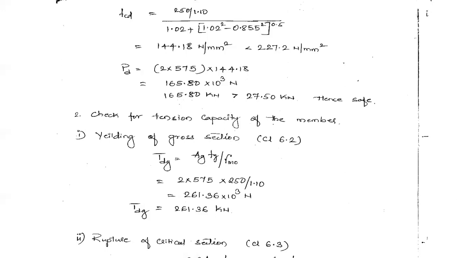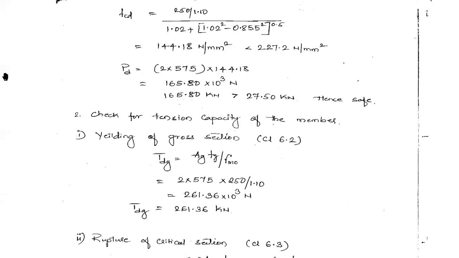Whereas the force of compression in that member was 27.5 kilonewtons. So it is safe. The section we have chosen is capable of withstanding a compressive force of 165.8 kilonewtons, whereas the force to which it is subjected is 27.5 kilonewtons. So it is safe. It is on the higher side if you observe these values, much higher than what is required. But for the connection also, as I told you, we require those sizes of the legs of the angle. So this is one part of the design of that truss member.